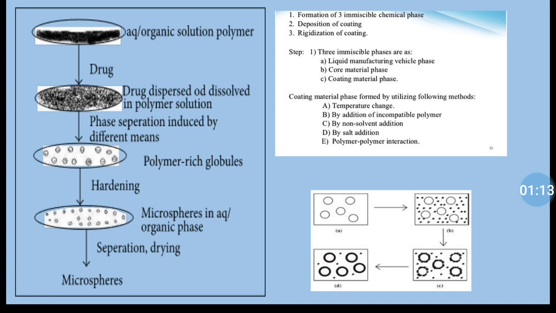Then after, phase separation is caused by various means. When phase separation occurs, the solubility of polymer decreases. It slowly comes out from its solution and gets deposited onto the core material which is available. After some time, all polymer comes out and coats the core material and forms the microcapsules.